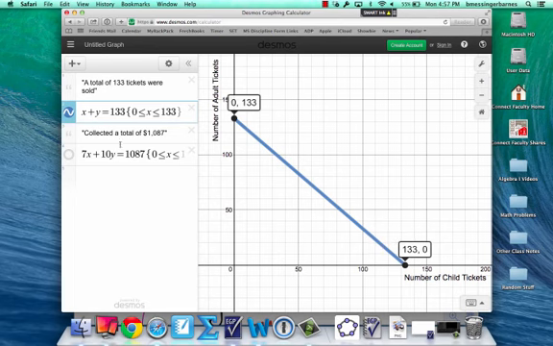what are you going to do? And they collected a total of $1,087. Well, here's the equation that we came up with. And this line right here represents all of the combinations of children's tickets and adult tickets for which there would be $1,087 collected. The only time when both this was true and this was true, boom, was right when there were 81 children's tickets and 52 adult tickets.